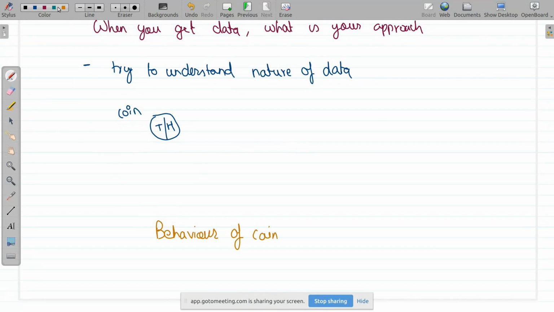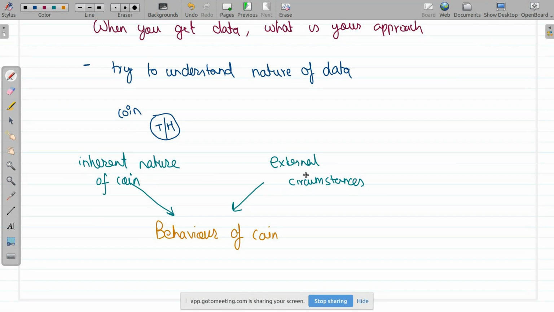Now let's acknowledge on what factors the behavior is dependent. The one thing is the inherent nature of the coin, and the second thing is there can be some kind of external circumstances. When you toss a coin, the inherent nature of the coin will govern the behavior, but at the same time external circumstances like the wind might also have some kind of impact on it. It might or might not, but there is certain possibility. And the final thing that it can impact is randomness, or some people like to call it luck.